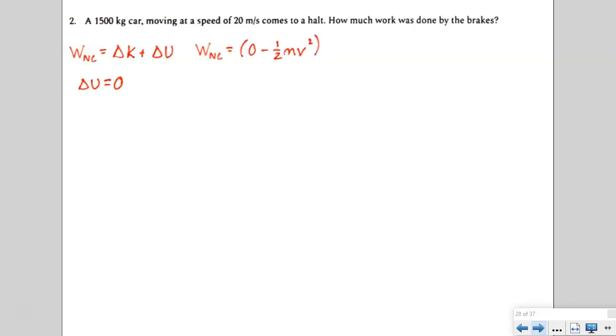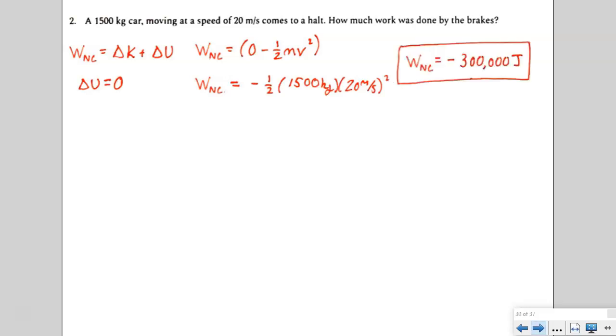So the work done by non-conservative forces is going to equal the decrease in kinetic energy. So it's negative 1/2 times 1500 times 20 meters per second squared. So we have negative 300,000 joules of non-conservative work done to bring the car to a stop.